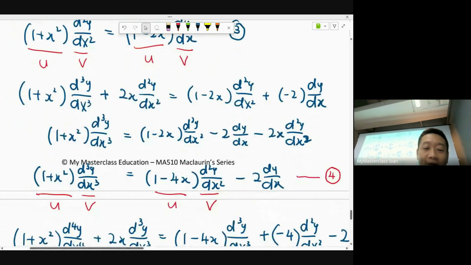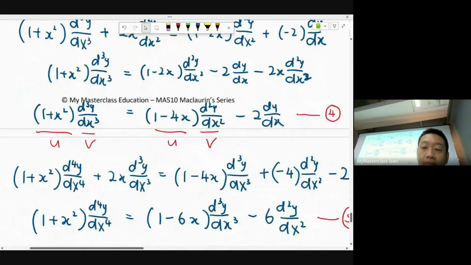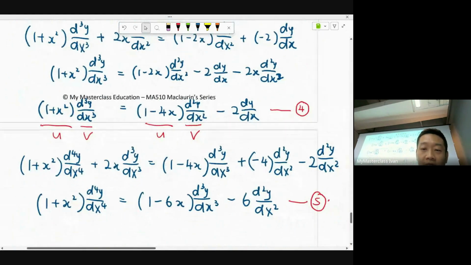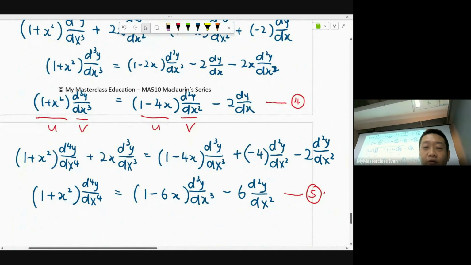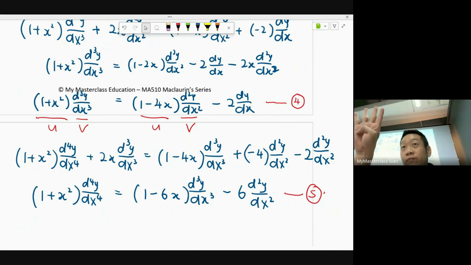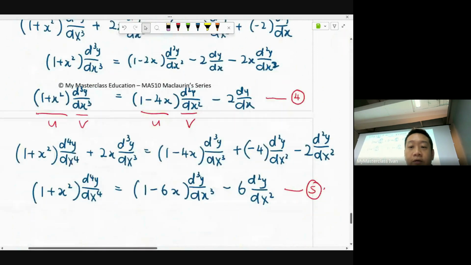And I need d4y, so I differentiate again. See whether your d4y is the same as mine. After you get the pattern, it's actually very simple. You got number 4? Sure you got number 4? Or are you at number 3, as in equation 3?